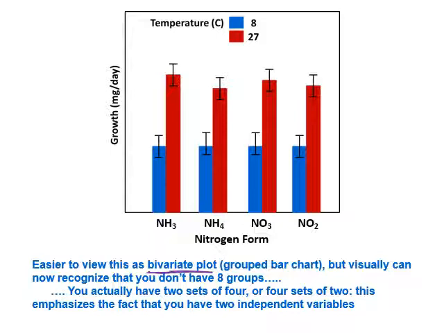to emphasize that. You have 4 sets of 2 temperature treatments, and each one of those sets is reflected by the nitrogen variable. Or you could say that you have 2 temperature treatments that are set up with 4 groups within them, which is the nitrogen level. So here are the 8 degree temperature groups, and here's the 27 degree temperature groups. So really what you have is 2 groups of 4 or 4 groups of 2. And thinking of it that way and plotting it as a bivariate plot really helps to emphasize that you have 2 independent variables here.